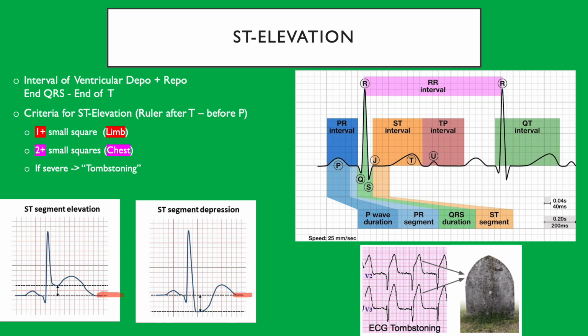If it's too high, you call it tombstoning. I don't know if you heard this before. So we find the baseline after the T, and then we compare the ST segment. So this is depression, we find it here, this is elevation, okay? Elevation and depression.